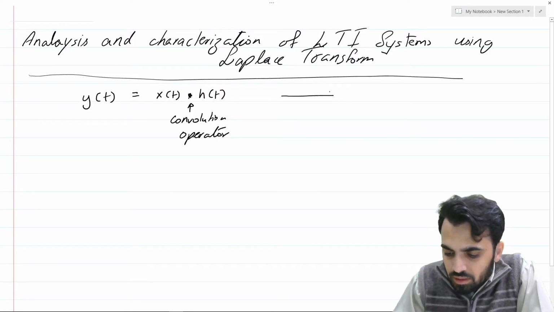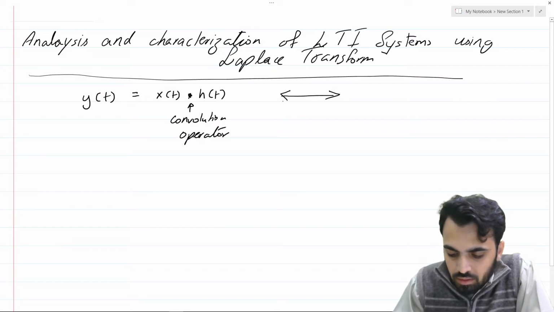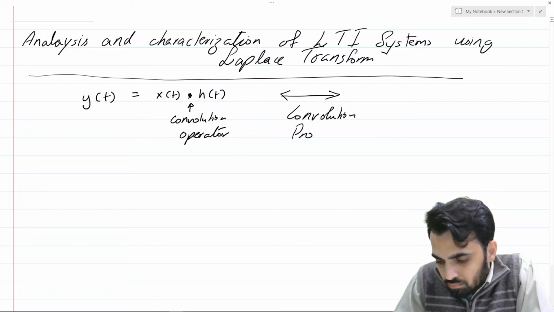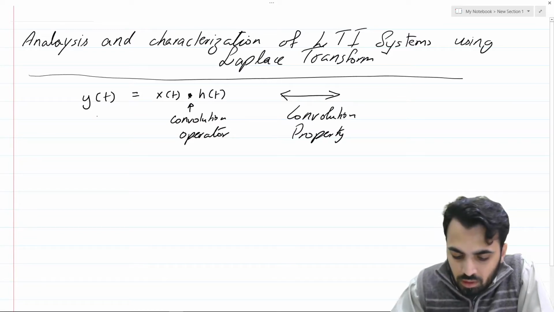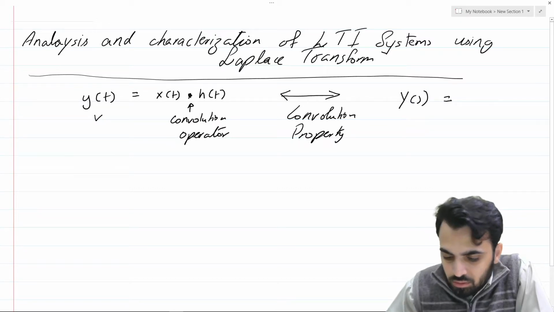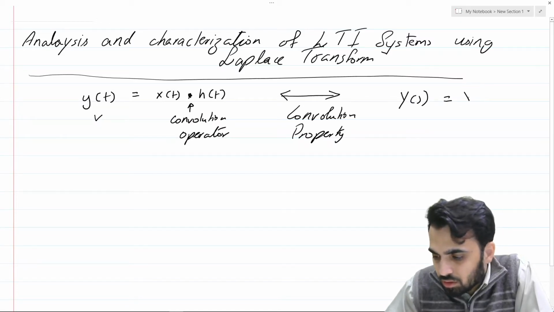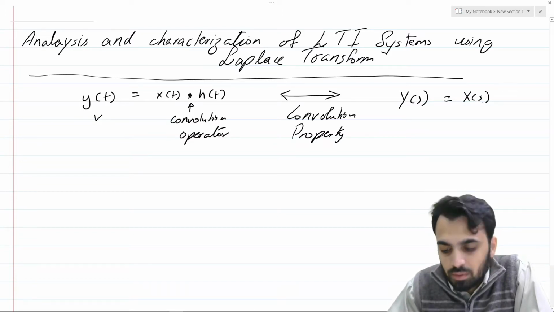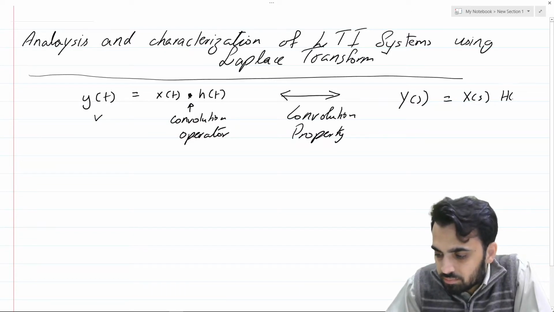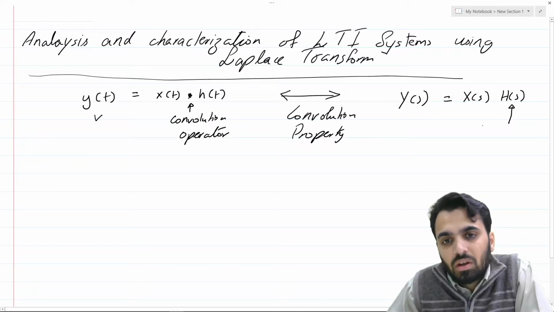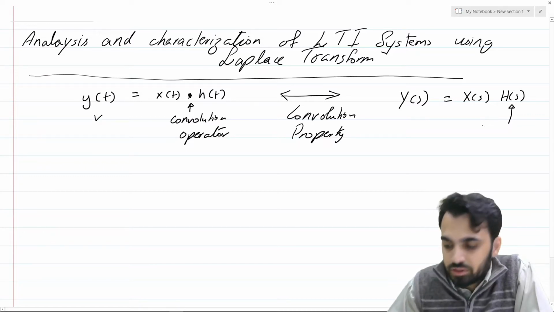But in the S domain, using the convolution property, the Laplace transform of the output, that is y of s, is equivalent to the Laplace transform of the input x of s times the Laplace transform of the impulse response, that is h of s, right? So this h of s is something that we call a transfer function or a system function.